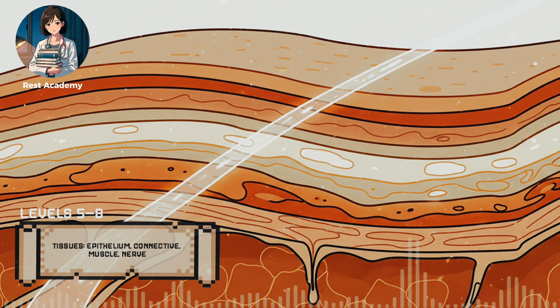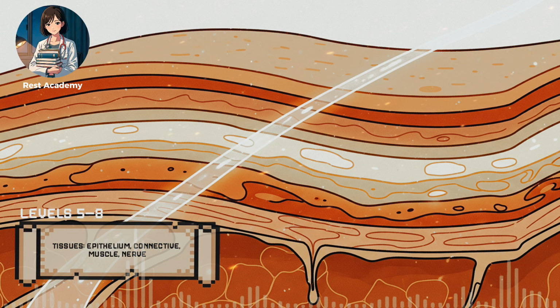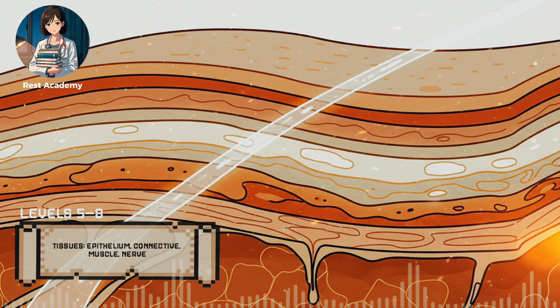Muscle tissue supplies motion. It is excitable and contractile, converting chemical energy to force, using actin and myosin proteins arranged into repeating units called sarcomeres. In skeletal muscle, long multinucleated fibers show striations under the microscope. They attach to bones via tendons and move joints under voluntary control.